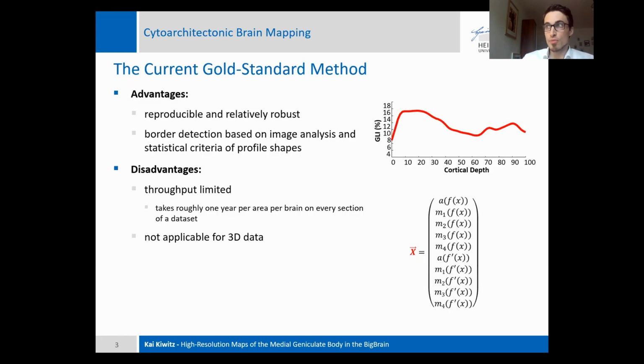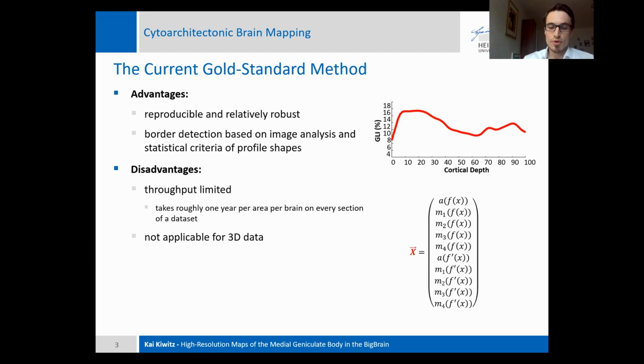And it has some major advantages. It's very reproducible. It's also relatively robust. And it does the border detection based on image analysis and statistical criteria of profile shapes in comparison to a mere subjective way of visual inspection. So this is a very big advantage, but it also has some disadvantages.